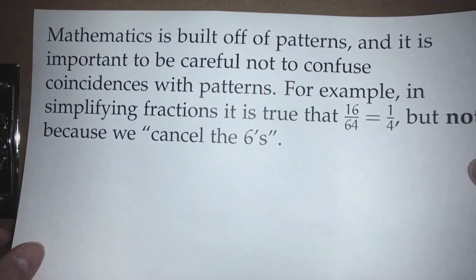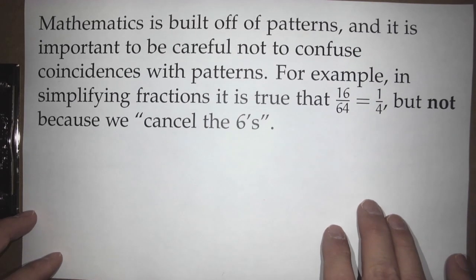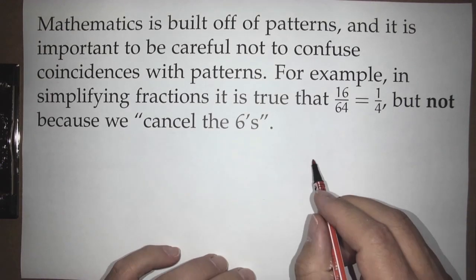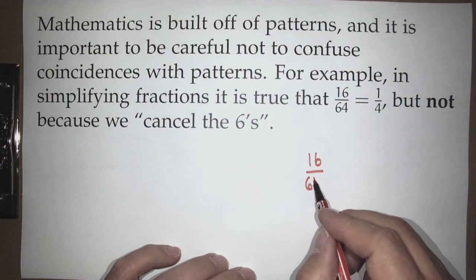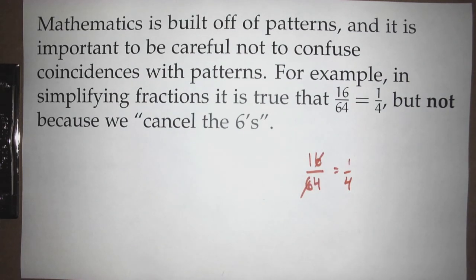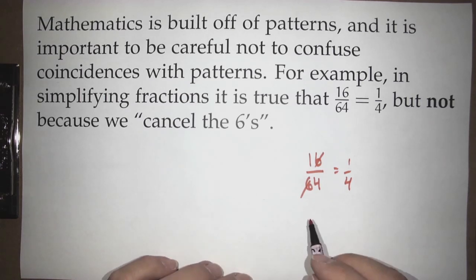Okay. So, thought for today. It's that mathematics is built off of patterns. And it's important to be careful not to confuse coincidences with patterns. I write down one of my favorite examples, which is 16 over 64. Say, okay, cancel the 6's, right? And that's 1/4. Well, is it true that 16 over 64 is 1/4? Yes. Is it true because you cancel 6's? No. It doesn't work. If you picked another pair of numbers, it wouldn't work.